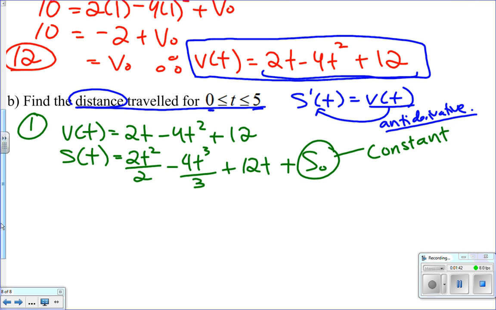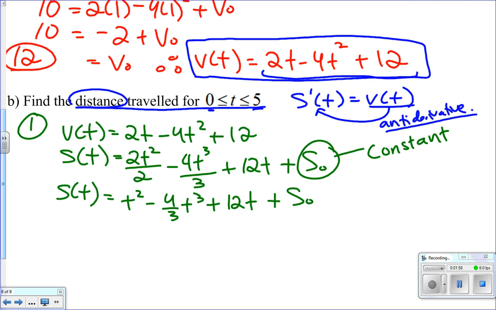Okay, so if I clean this up a little bit, I have s of t is equal to 2t squared divided by 2, which gives you t squared, minus 4/3 t cubed. Can't do much with that fraction there. Plus 12t plus your s naught, which is that initial position with respect to some origin.